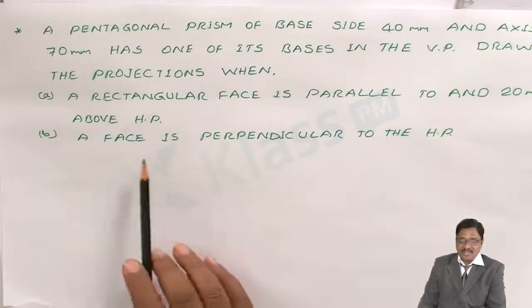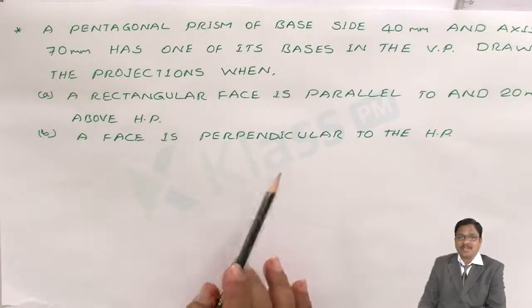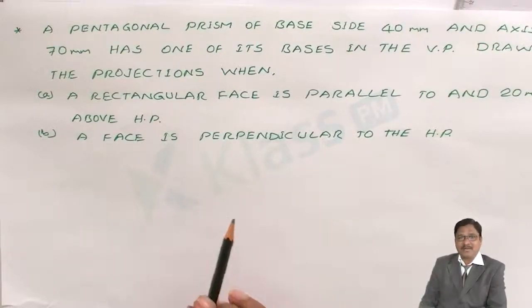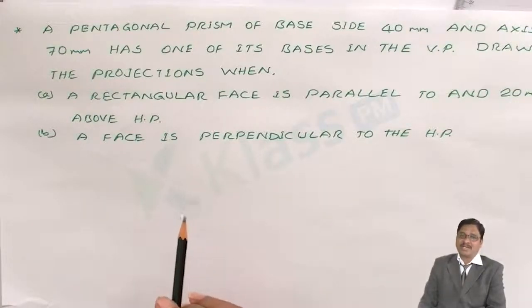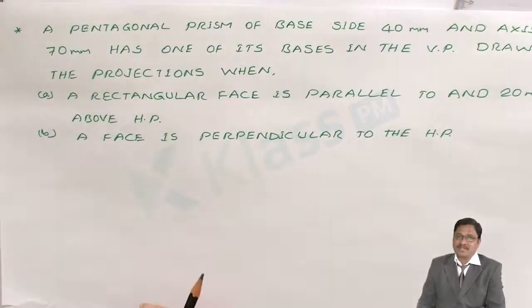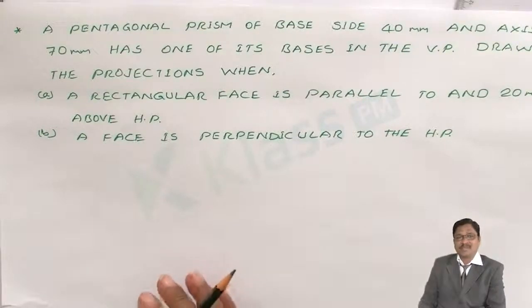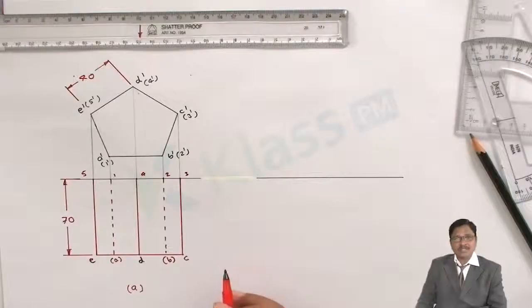So what is the position with respect to condition B? Face is perpendicular to the HP. Please keep in mind, whenever it says parallel, you have to draw the line parallel. Whenever it says perpendicular, the primary reference must be drawn perpendicular only. So let me check how the second solution is to be drawn, for the same solid of pentagonal prism of side 40 mm and height of 70. So let me check the solution.